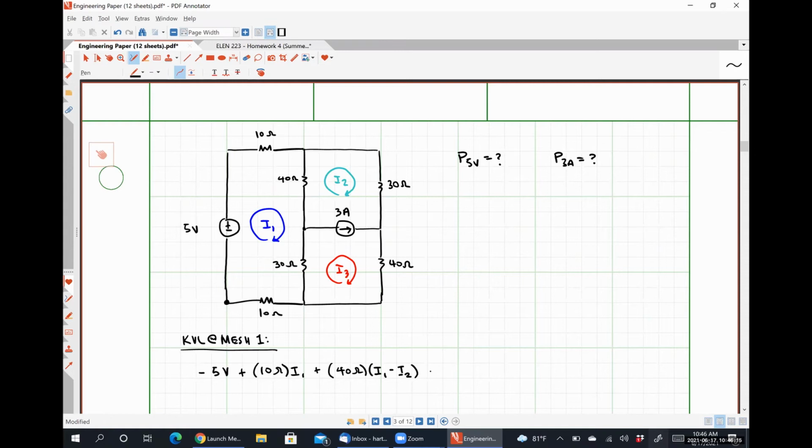And what next? Then it'd be 30 ohms times I1 minus I3. And the last thing I see as I return to that bottom left-hand corner? 10 ohms times I1. All right. Everybody okay with that mesh equation? Sorry, I couldn't see your name, whoever did that, but you did an excellent job. Every single part of it is correct.